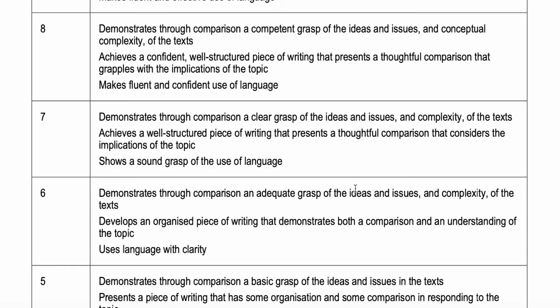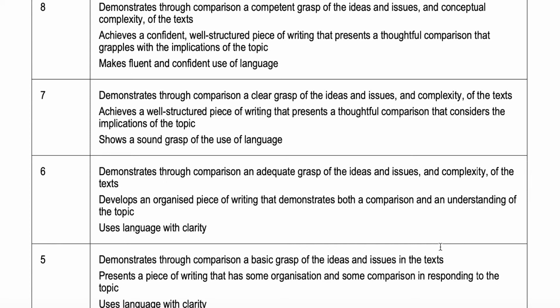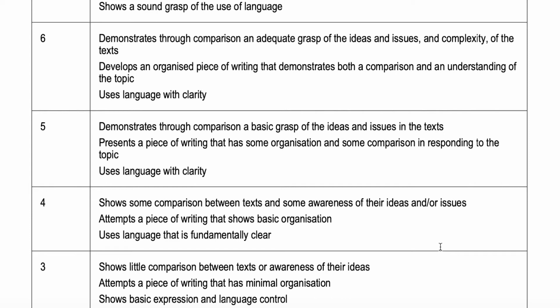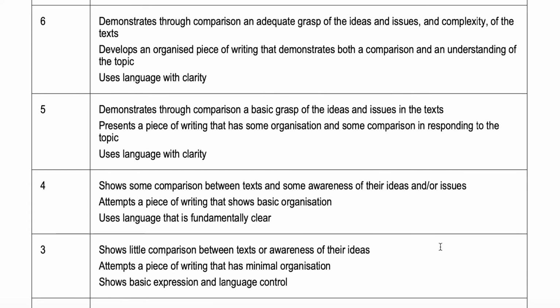We see next on the expected qualities that we have the idea of a well-structured piece of writing there at a number 8. That it goes down to an organised piece of writing that demonstrates a comparison and an understanding of the topic, all the way down to this 4 here, attempts a piece of writing that shows basic organisation. So in this regard, you're really being judged on your ability to compose a complete and comprehensive essay. As we can see there, attempting a piece that has minimal organisation is going to see you down here at this 3, maybe a 4.